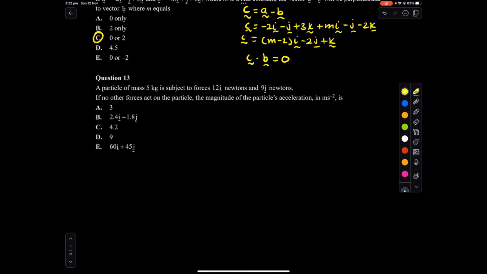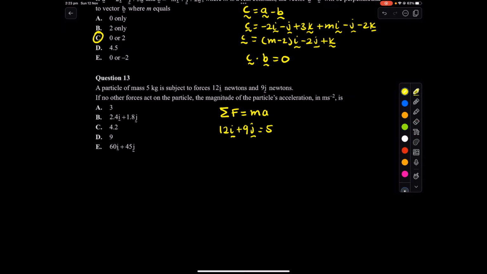Question 13. A particle of mass 5 kilograms is subjected to forces of 12 newtons and 9 newtons. If no other force acts on the particle, the magnitude of the particle's acceleration is? Okay, this is nice. So we know that the sum of all forces is equal to mass times acceleration, yes? So imagine these two forces are being applied to the mass. So just add them. It's the sum of forces, so it will be 12i plus 9j, which is equal to your mass, 5 kilograms, times your acceleration, which is what we're trying to find.